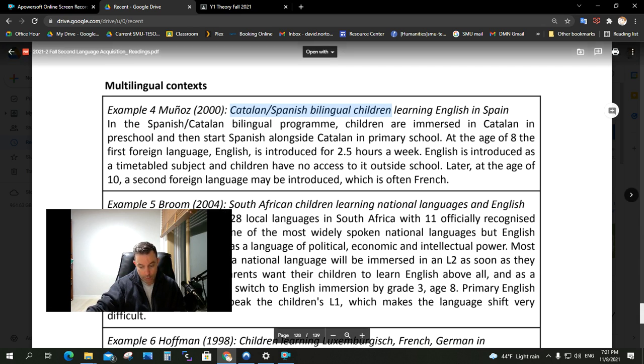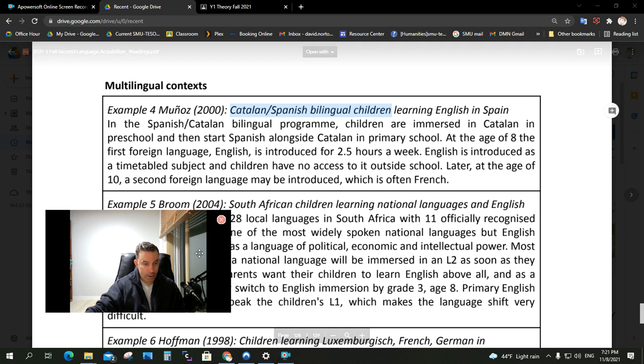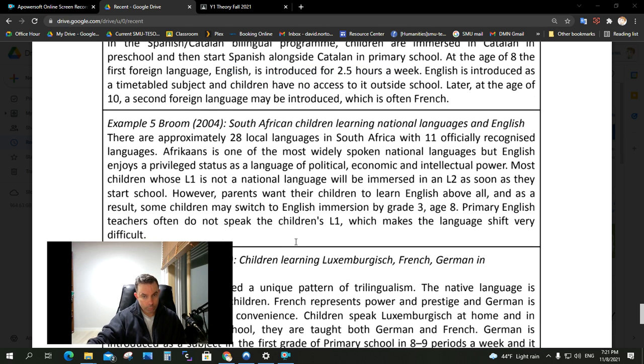So that's one context. There's another one here which is interesting, the South African context. So 28 local languages in South Africa, with 11 officially recognized languages. That's 11 languages that are official languages within South Africa. Afrikaans is one of the most widely spoken national languages. Afrikaans is very similar to the Dutch language. It was the language of one of the groups of colonizers that came to South Africa.